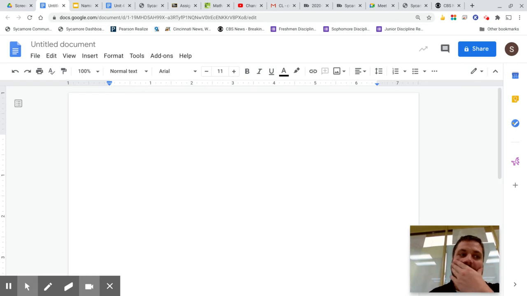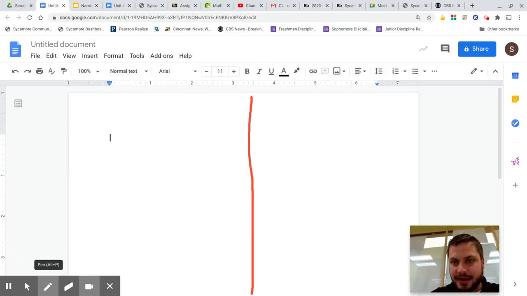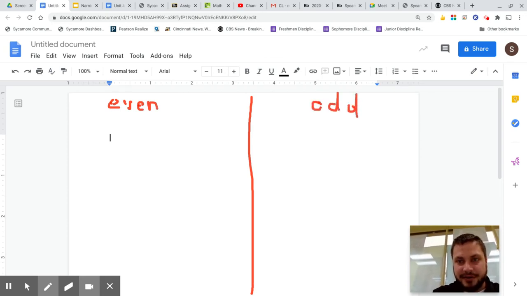Okay, we're going to work on end behaviors of graphs. In general, here's what you need to know. I'm going to break this paper up into two equal halves. Over here, we're going to talk about polynomials that have even degree, and over here, we're going to talk about polynomials that have odd degree.